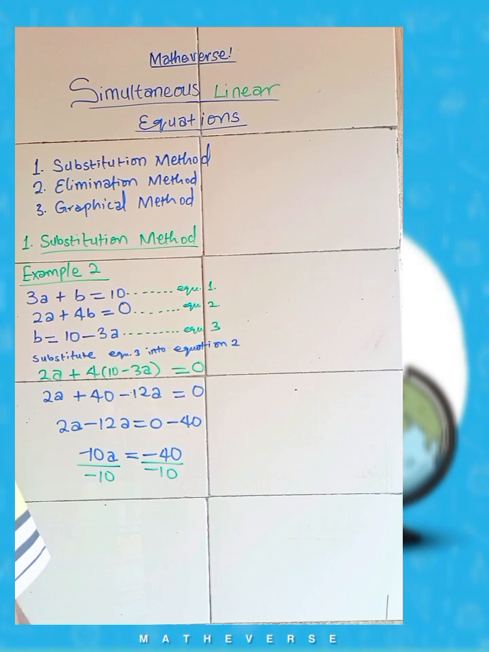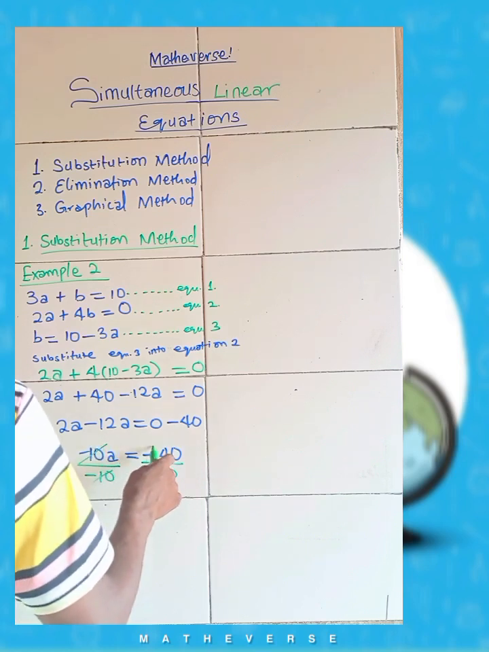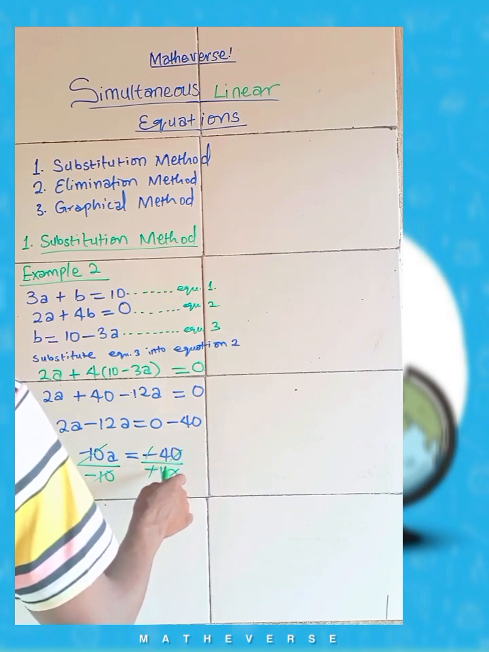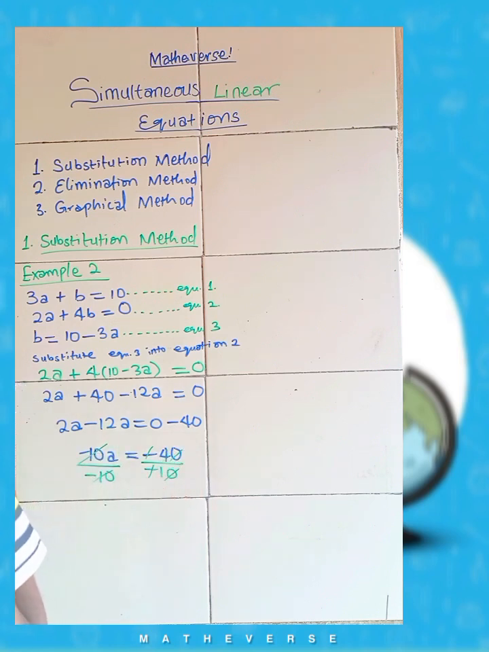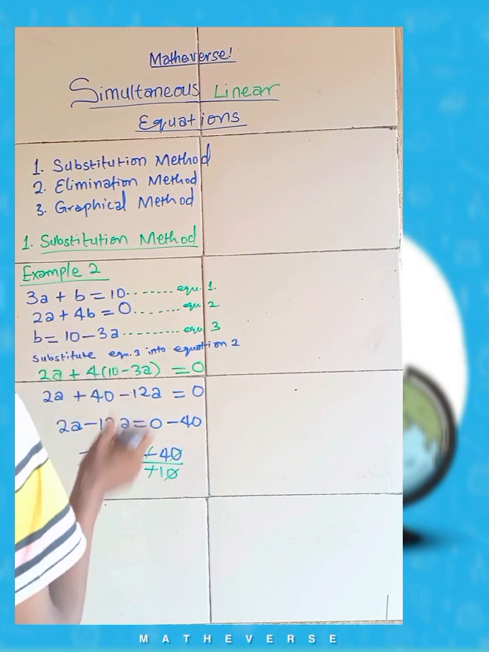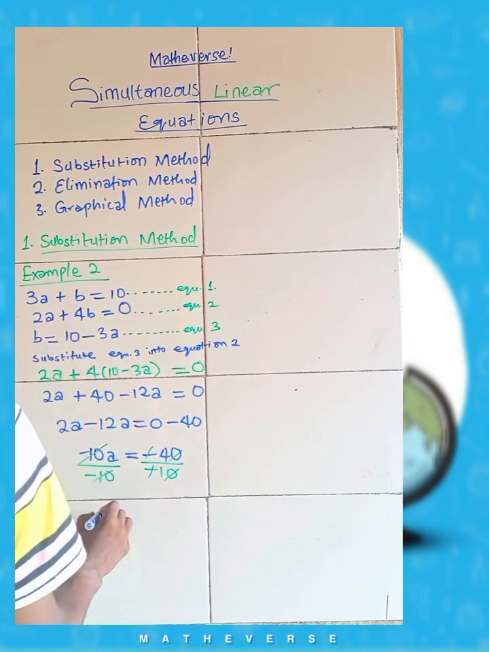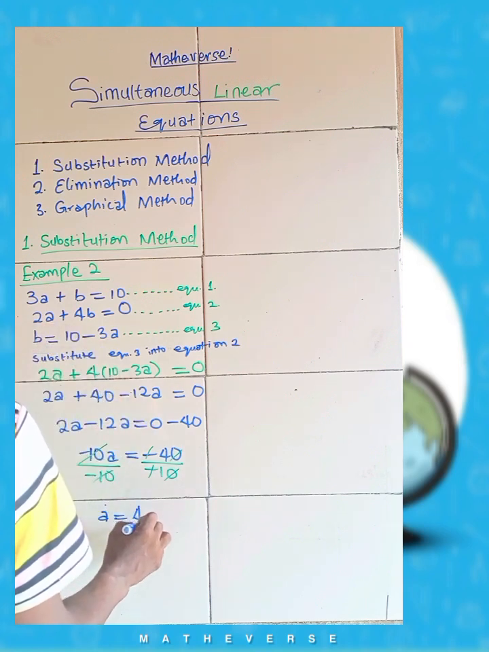So when we divide both sides by minus 10, what do we get? Minus 10 will divide minus 10. That's already 1, which is gone. Minus will divide minus. 0 will divide 0. 1 goes into 4 is 4. So a will be equal to what? A will be equal to 4.